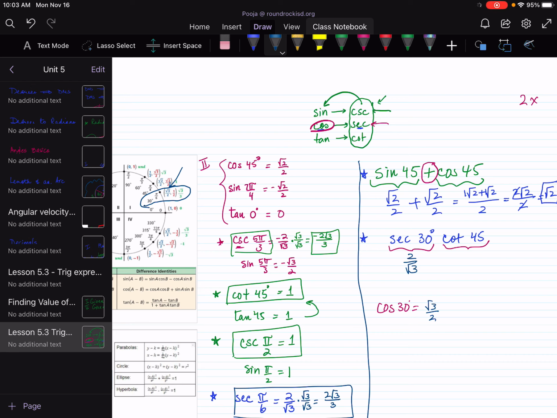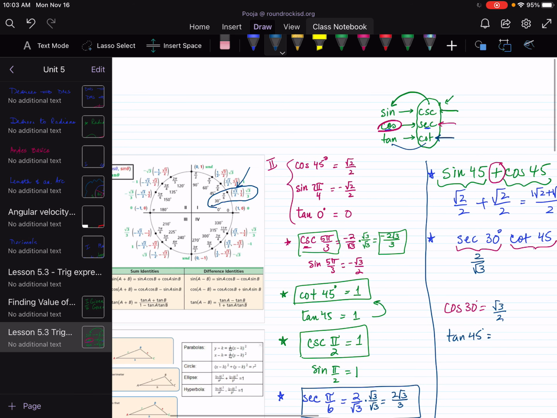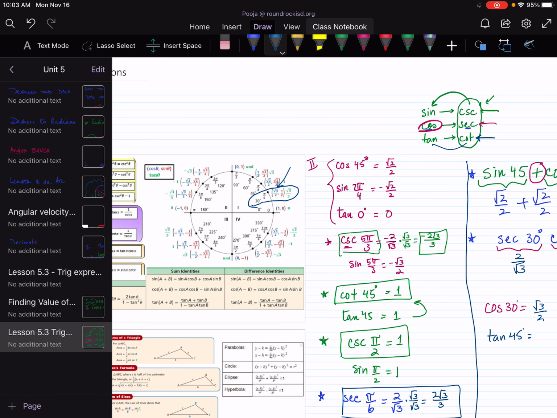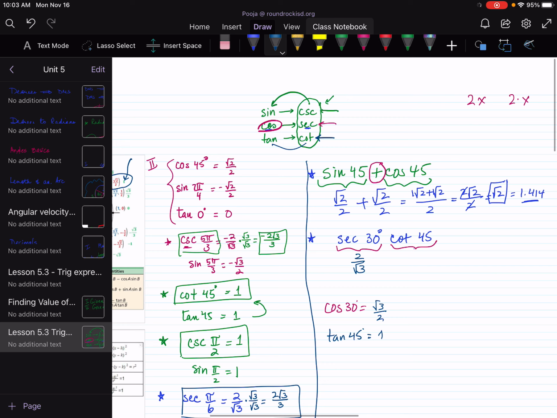Got that? Now cotangent, again cotangent is the one that's not on the unit circle. So I have to find tangent and then flip it over. Tangent of 45. 45 is this circle, so tangent is the one on the outside. That's a nice little 1. So if I flip it over, I still have 1. Okay, so this was on the side.